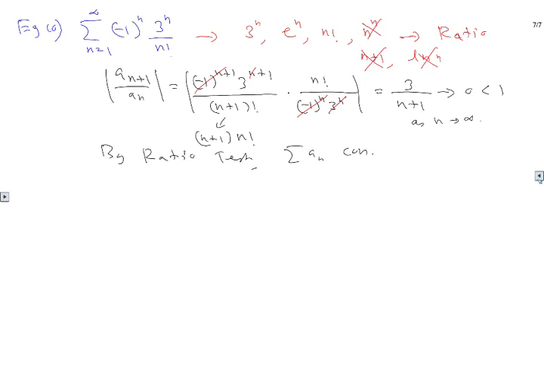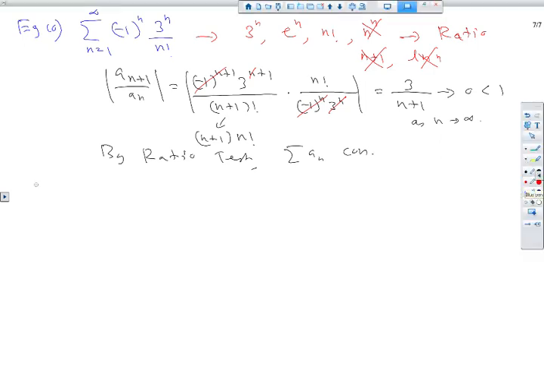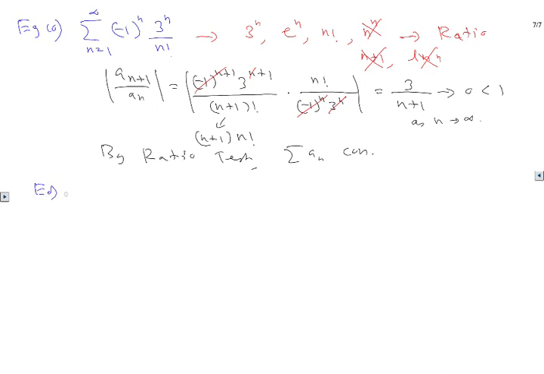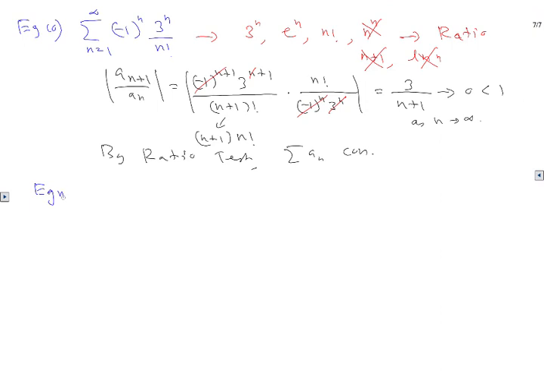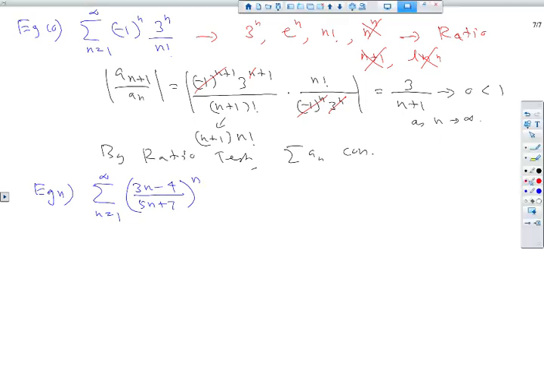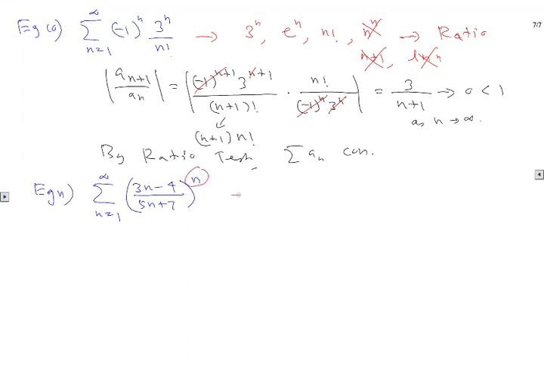And then the last example is example number 11. The sum from n equals 1 to infinity of (3n minus 4 over 5n plus 7) to the nth power. One of the important things here is that the power n says to try the root test most of the time.